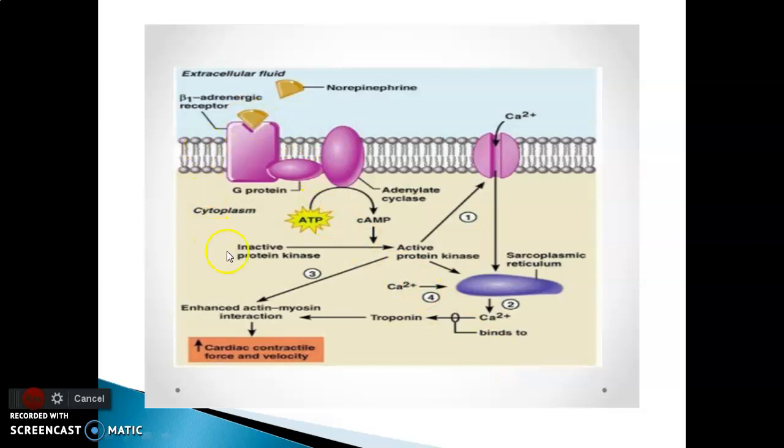This is a diagrammatic representation of how the beta receptor is activated by norepinephrine, resulting in activation of adenyl cyclase, which further converts inactive protein kinase to active protein kinase, resulting in opening of calcium channels, which further releases calcium ions. This calcium ion activates troponin, resulting in enhanced actin-myosin interaction and further increased cardiac contractility, force and velocity, which are the final results of binding of norepinephrine to the beta-1 receptor.